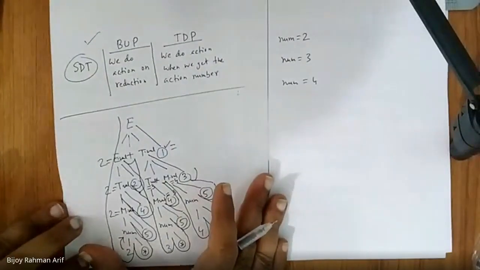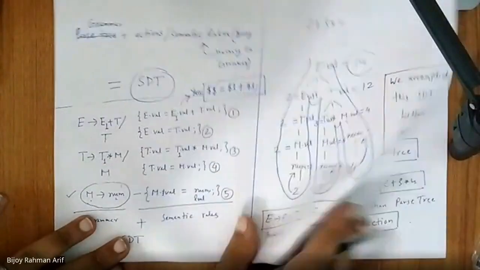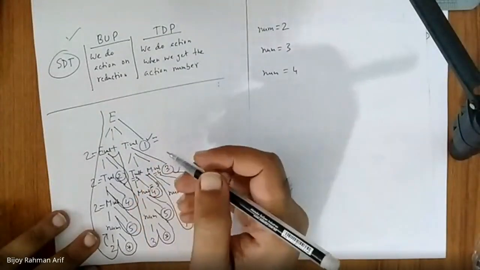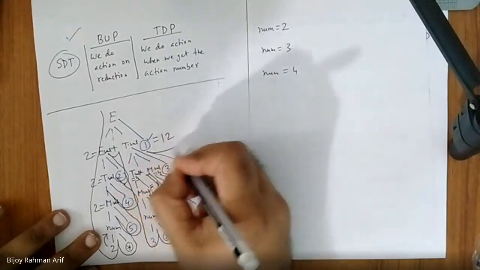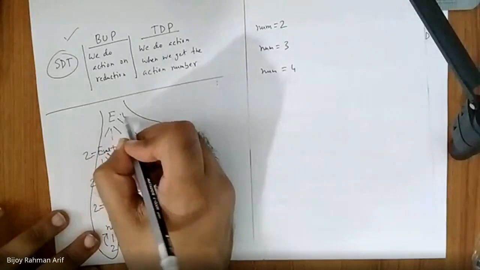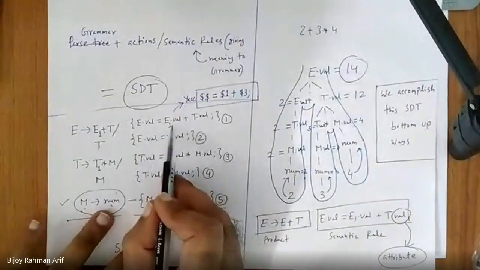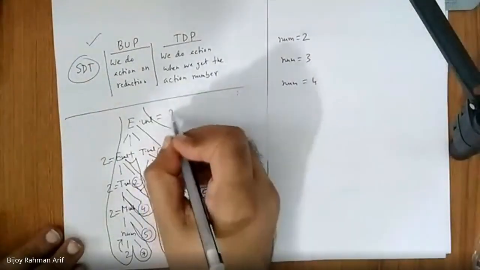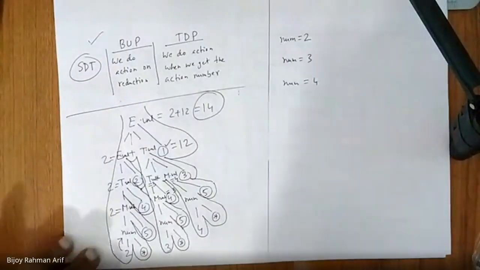this is the action number 3. So T.val star M.val should be T.val. So it would become 12. Then finally 1. What is the action? E.val is equal to nothing but, number 1 action is nothing but E.val plus T.val should reduce to E.val. It would become nothing but 2 plus 12. That's it. So this is the answer.